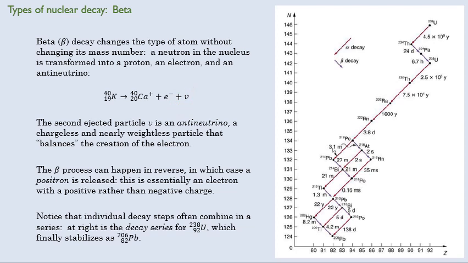An antineutrino is a chargeless and weightless, or nearly weightless particle that basically balances the angular and linear momentum of the exchange and moves at nearly the speed of light. And so it took a long time to be able to actually identify that this was happening, and then to find one was even harder. This beta process can happen in reverse, okay, in which case a positron is released rather than an electron, and a positron is essentially an electron with a positive charge.